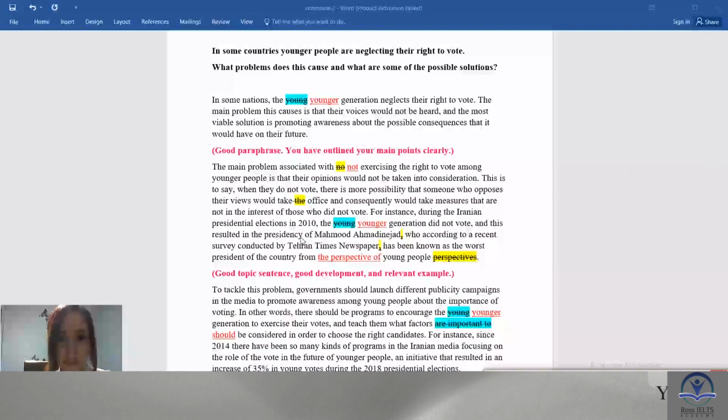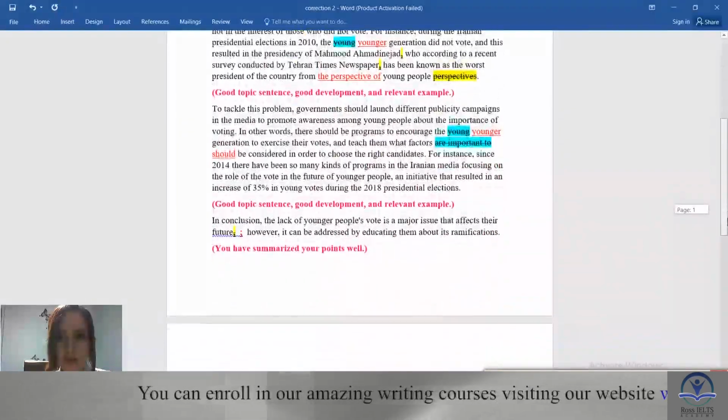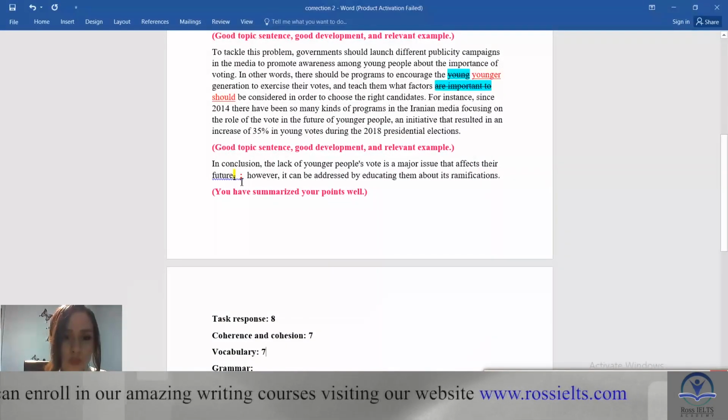Here, "and this resulted in the presidency of Mahmoud Ahmadinejad, who according to a recent survey conducted by Tehran Times newspaper," and then the rest of the sentence should be put between 2 commas. And in the next paragraph, there is no grammatical problem. And in the last one, there is just one punctuation problem.